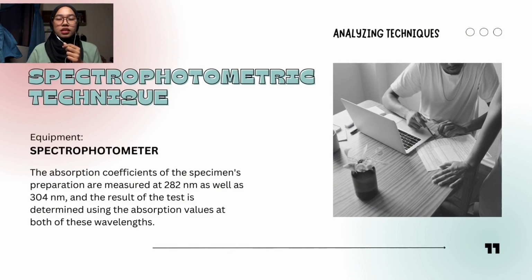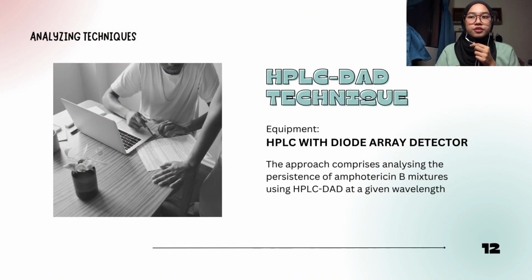Spectrophotometric technique. The equipment required is the spectrophotometer. The absorption coefficients of the specimen's preparation are measured at 282 nanometers as well as 304 nanometers, and the results of the test are determined using the absorption values of both of these wavelengths. Next is the HPLC DAD technique. The equipment is the HPLC with diode array detector. This approach comprises analyzing the persistence of amphotericin B mixtures using HPLC DAD at a given wavelength.